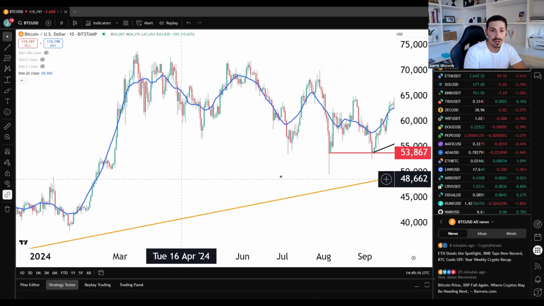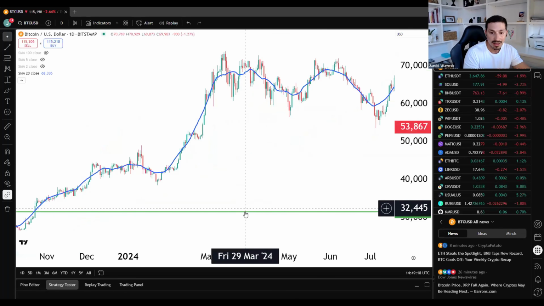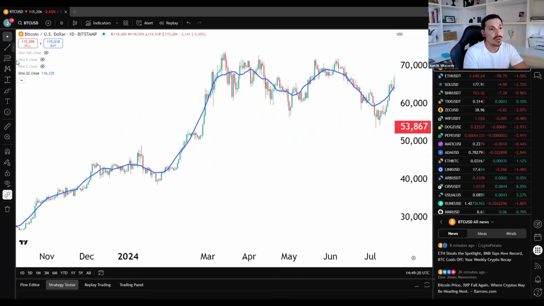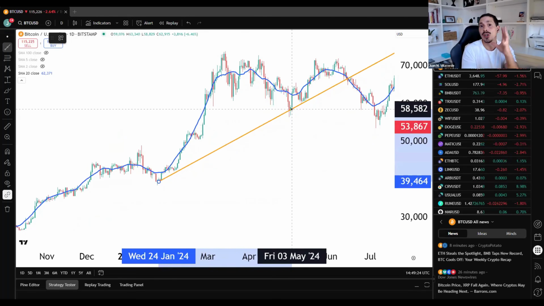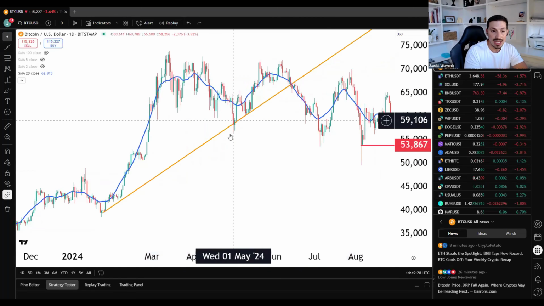Then we fast forward to 2020. We fast forward to 2024. We have the same thing. This time, we got a very early warning of what would happen next. So we get this trend line here.